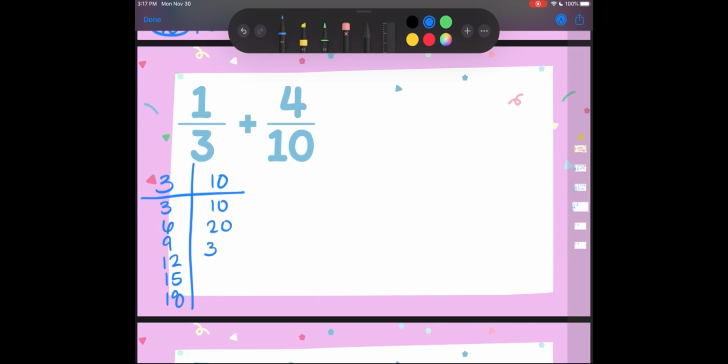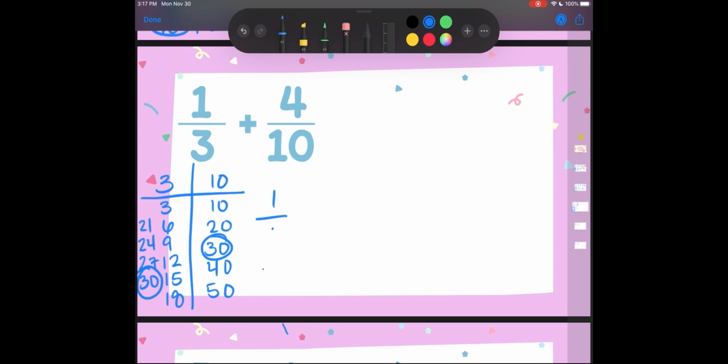Well, 3 is going to be 3, 6, 9, 12, 15, 18. 10 is 10, 20, 30, 40, 50. I don't see any shared multiples yet, so we're going to have to keep going with our list of 3 because our list for 10 is getting pretty big numbers. So after 18, my next ones would be 21, 24, 27, and then I get 30. 30 is going to be the first multiple that 3 and 10 share.